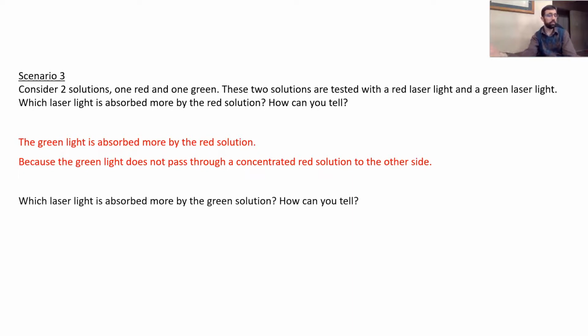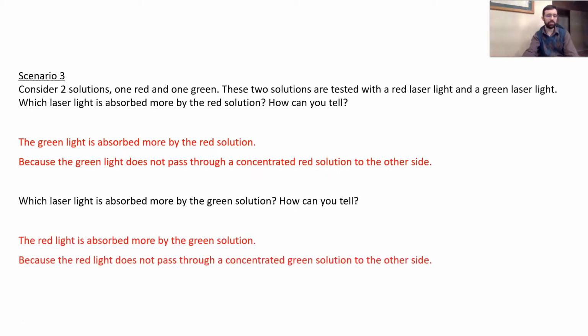Which laser light was absorbed by the green solution? Well, just the opposite. The red light was absorbed. And how could we tell? It was because the red light did not pass through a concentrated green solution to the other side.